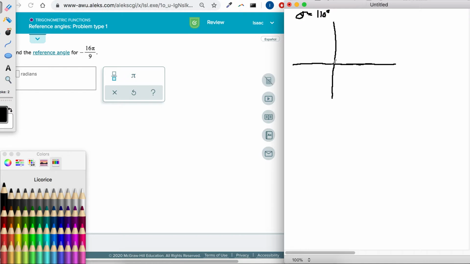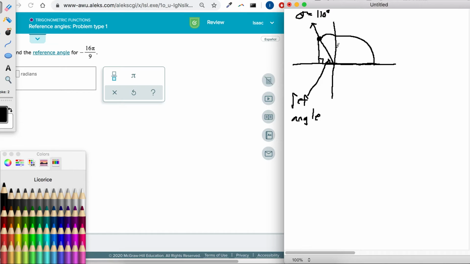You draw 110 by starting on the initial side. Here we go, we're at 0, now we're at 90 degrees, and 110 is a little bit more, so this is where 110 degrees is. The reference angle is the angle you make when you construct that triangle, okay? And we construct triangles by making a right angle with the x-axis. So here is the reference angle, okay?